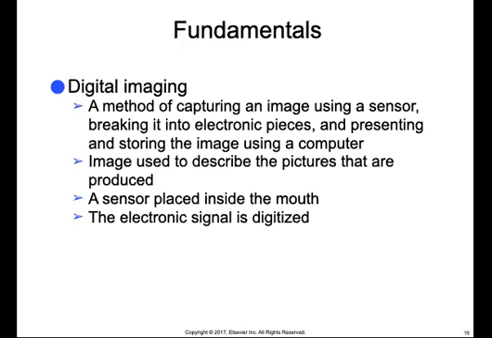So the term digital imaging refers to a method of capturing an image using a sensor, breaking the image into electronic pieces, and presenting and storing the image using a computer and imaging software. So a digital image is an image used to describe the pictures that are produced, and a sensor is placed inside the mouth where the electronic signal is digitized.